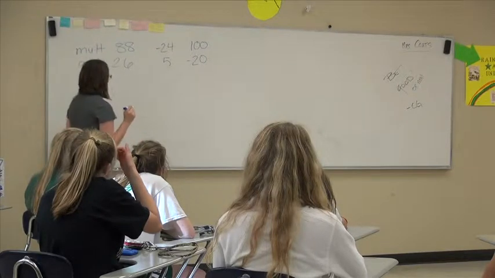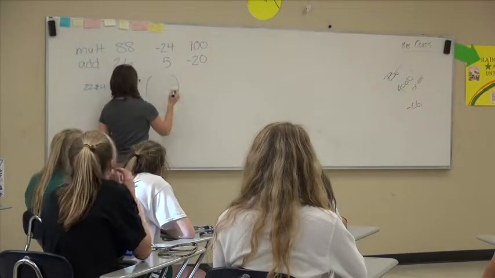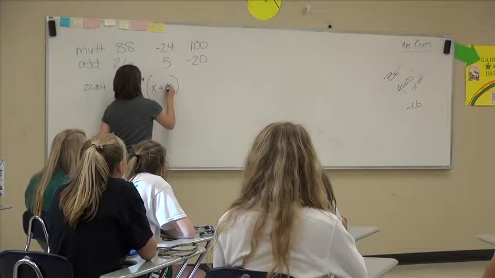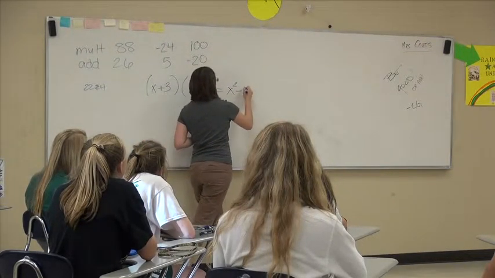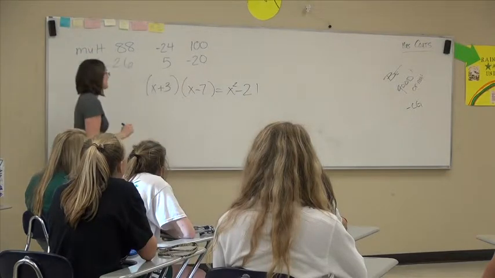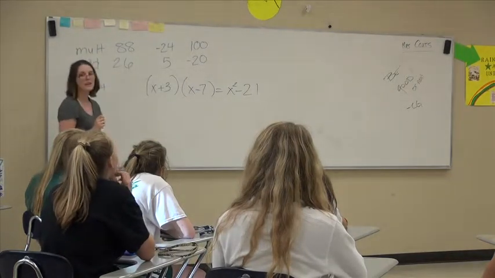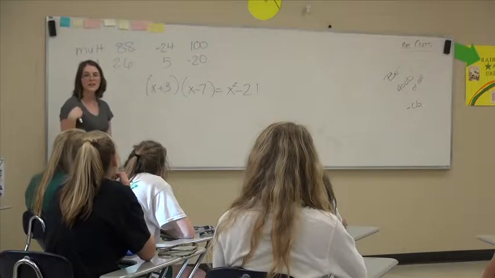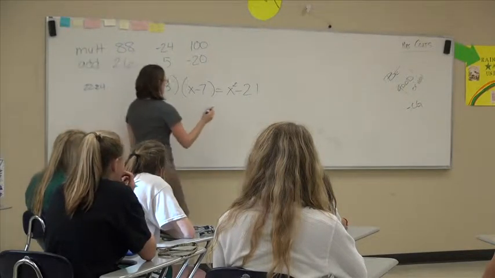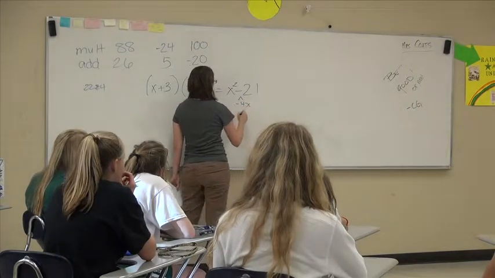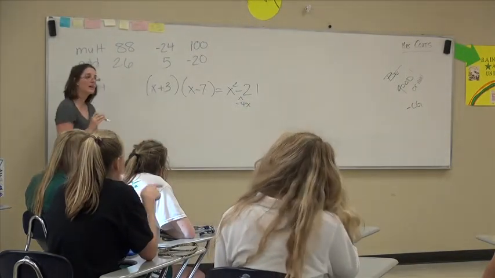Also, let's review multiplication. I want you to tell me what is wrong with this. You missed the x. You missed the square. Okay, so do you think I should have a negative 4x in here? Yeah. Why? Because you multiply.